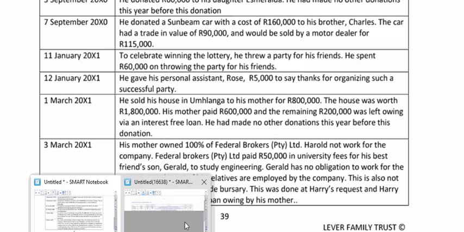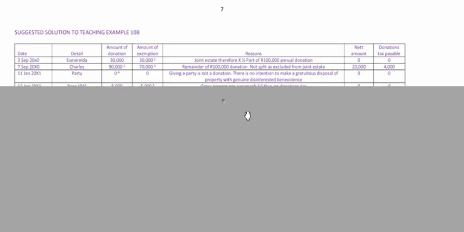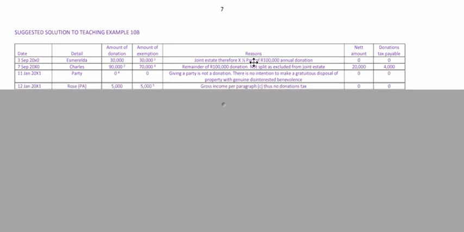So looking at the solution, I did give a donation of 5,000 to Rose. I had no need to give it to her. Okay. How much is exempt? 5,000. Why? Because it's included in gross income, paragraph C of the gross income definition. No net amount of a donation, no donations tax payable. Moving on.